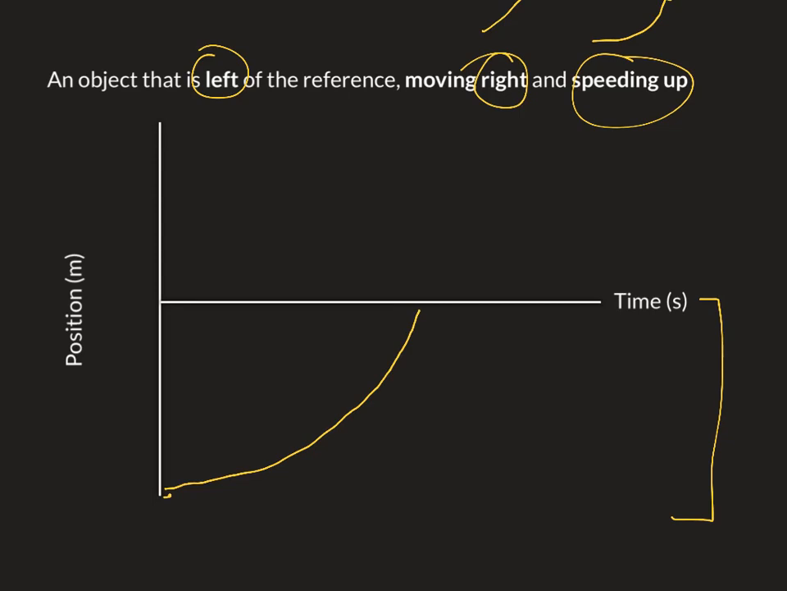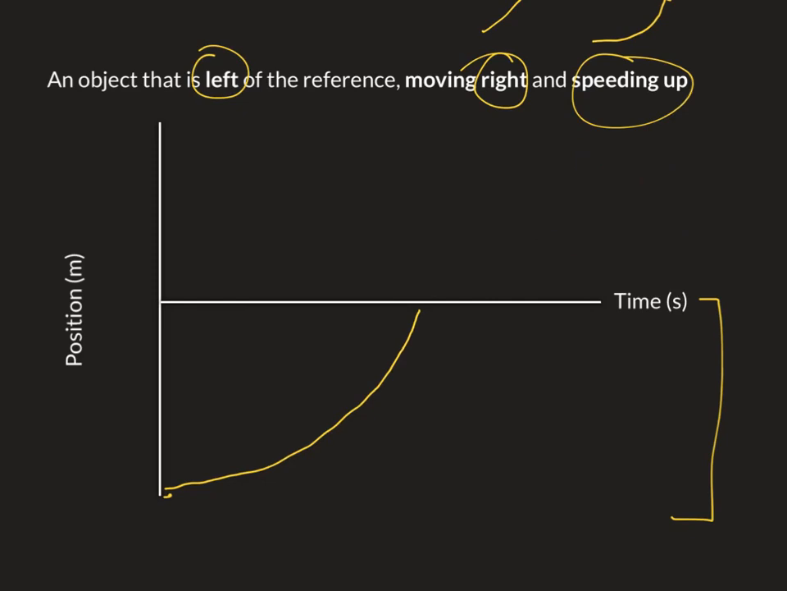Okay, again, my curve perfectly demonstrates those 3 things that I asked. It's to the left of the reference because it's below the line, it's moving right because it slopes upwards, and it's speeding up because it gets steeper. This is a positive acceleration because I got the second half of my smiley face here. All right, so it matches that one really nicely.